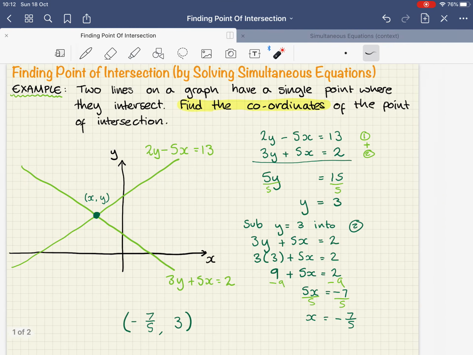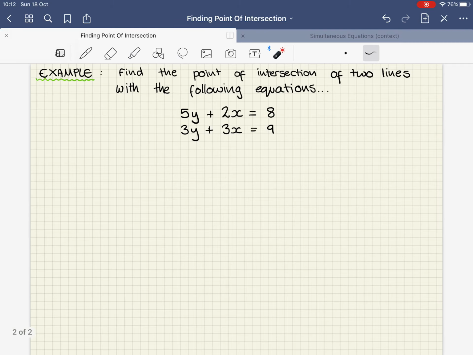So let's take a look at one more example of that. So here it's a little bit different. This time I don't have the graph, but I'm just being asked to find the point of intersection of two lines with the following equations. So we've been told these two lines are going to cross over, and we've got to find that intersection point. So here I've got my equation 1. There I've got my equation 2. Looking at it, at no point do I have a shared number with my pairings.